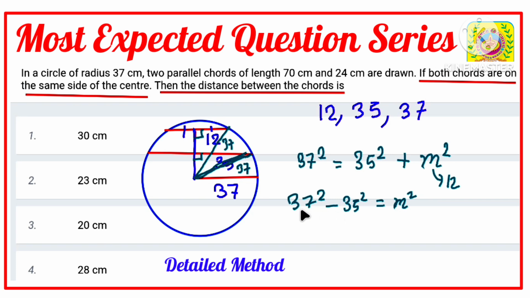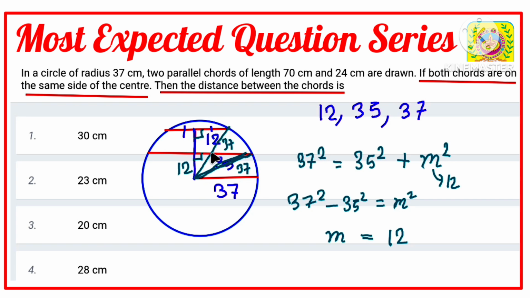Now a squared minus b squared you will do, that is 37 plus 35 times 37 minus 35, then find the square root. In that case also you will find that the value of m is nothing but 12. So you got this much is 12.